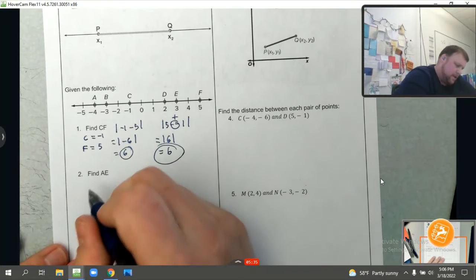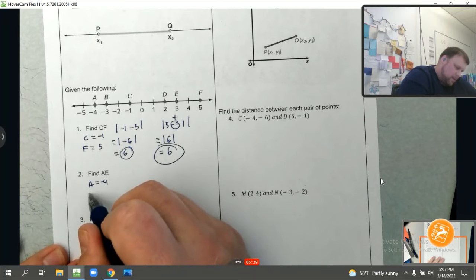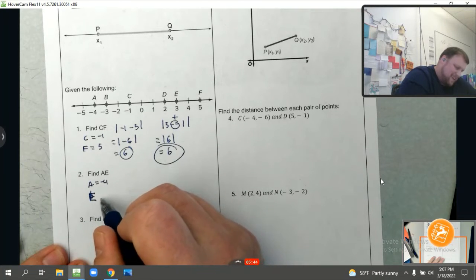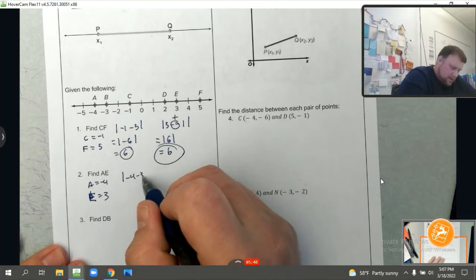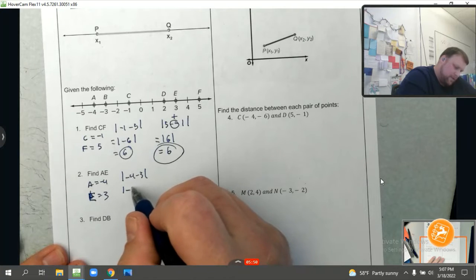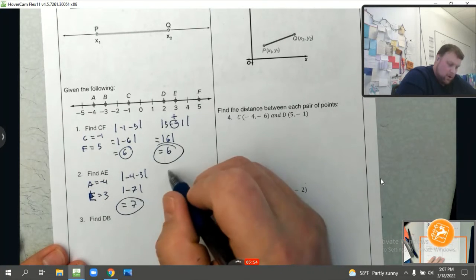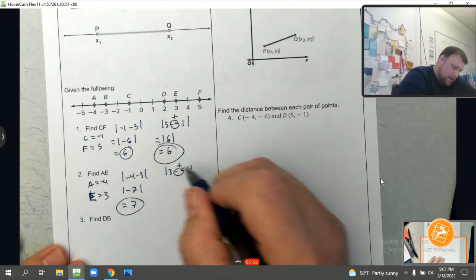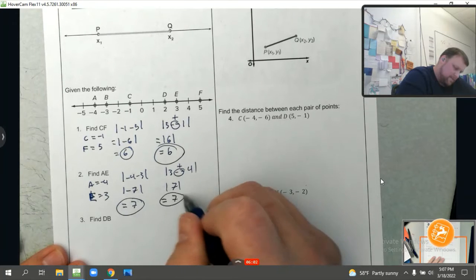Here we go. A equals negative 4. E, not B, equals 3. So we're going to have the absolute value of negative 4 minus 3, which is the absolute value of negative 7, which equals 7. Boom. Or I could have done the absolute value of 3 minus negative 4, which becomes a plus. Absolute value of 7 is still 7.